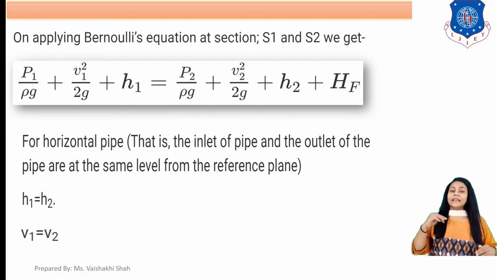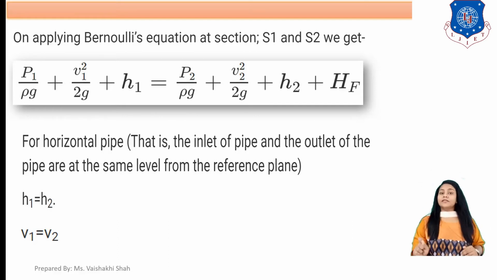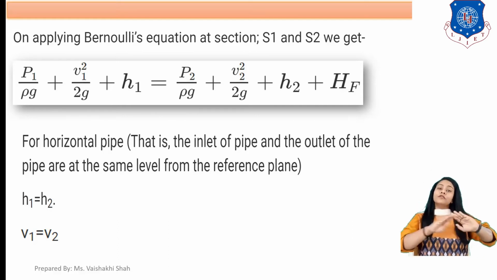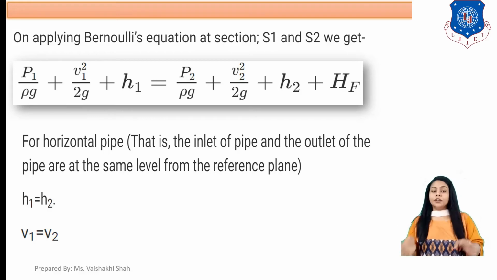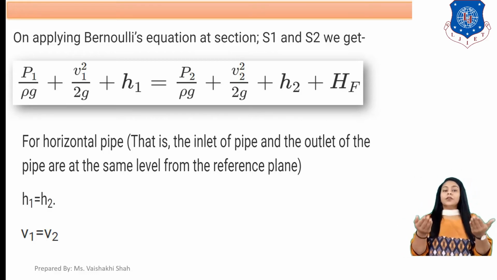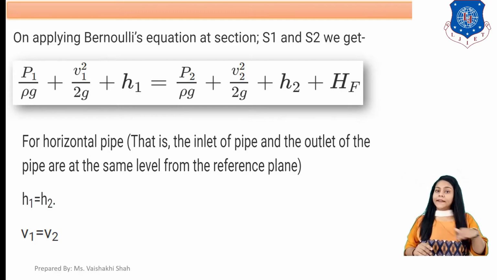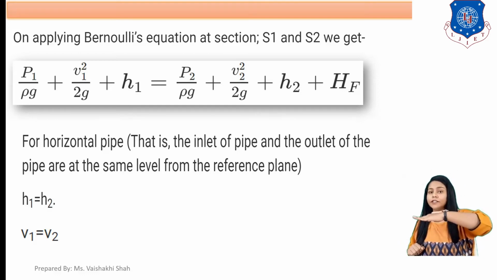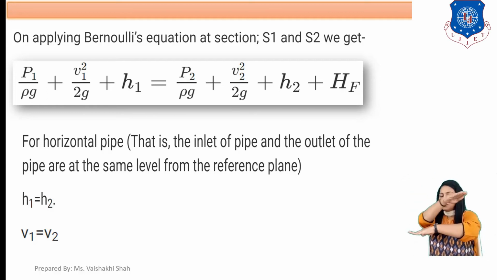But now there is an additional factor here, which is HF. HF is called head loss due to friction. Energy loss is also called head loss. So HF is the head loss due to friction. When we apply Bernoulli's equation, this is your Bernoulli's equation. Now in this equation, what is H1? Datum head. What is H2? Datum head. Now consider your pipe is placed horizontally, so section 1 and section 2 are both at the same level. This is your datum.